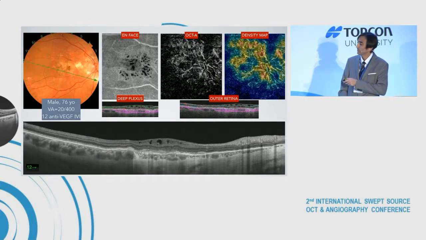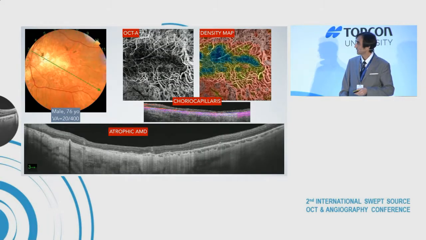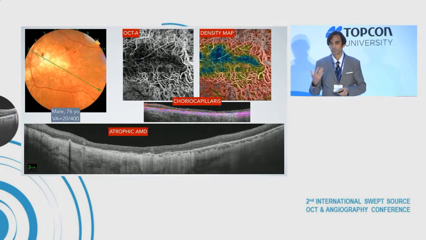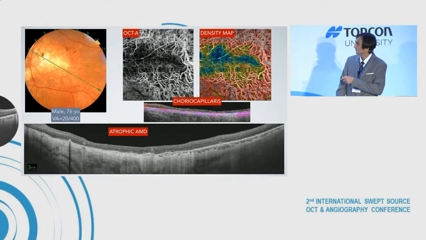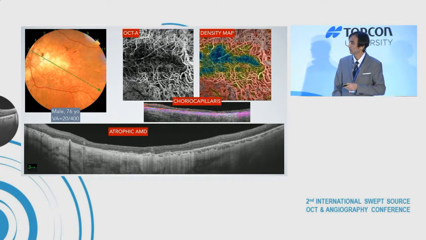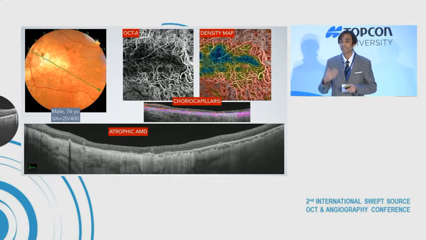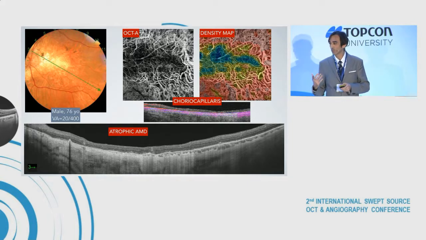This is a chronic case with mild cysts in the inner retina that don't need to be treated. And it's very important to know that in patients with severe atrophy, like this case, that shows severe atrophy of the RPE, choroidal vessels should not be mixed up with choroidal new vessels. These are choroidal vessels, not choroidal new vessels.